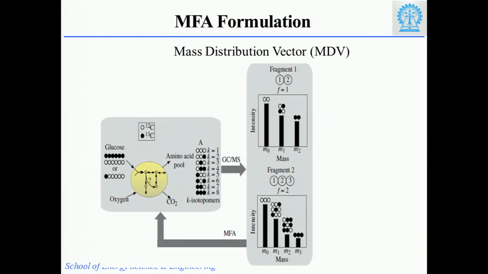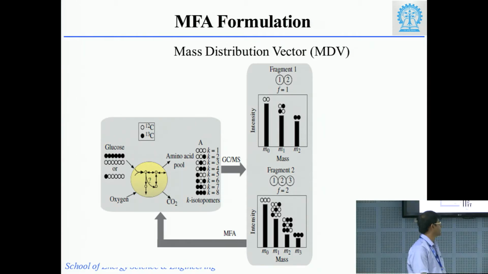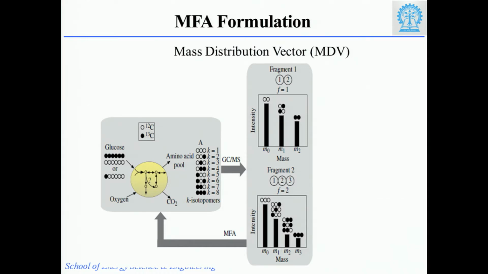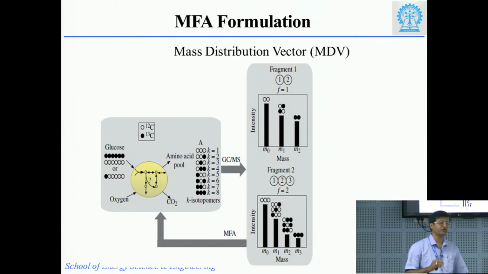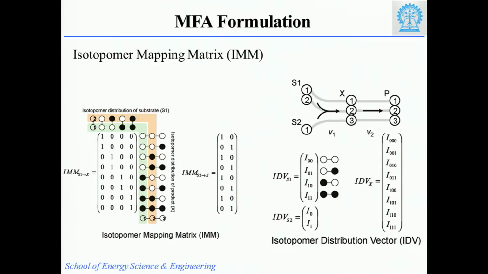And this is the mass distribution vector which you get from the GC mass. So, on one hand you have the IDV and on the other you have the MDV. So, this is clear to everybody. This distribution of the vector, or the metabolite labeling, you can measure either experimentally or theoretically, and both are required for your flux prediction. I will describe how you can use these 2 pieces of information to calculate your flux.